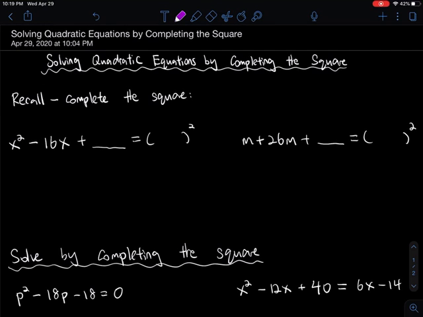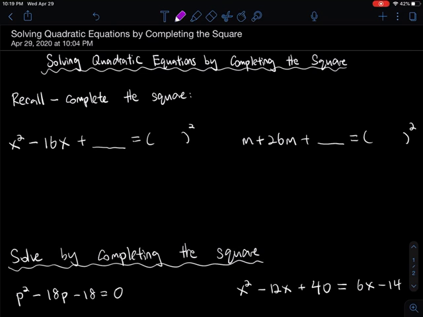Okay, hello everyone. So last time we talked about how we can complete the square, and today we'll see how we can use that skill to solve quadratic equations. Once again, this is going to be our fourth method of solving quadratics. We've seen how we can solve by graphing, by factoring, and by undoing.